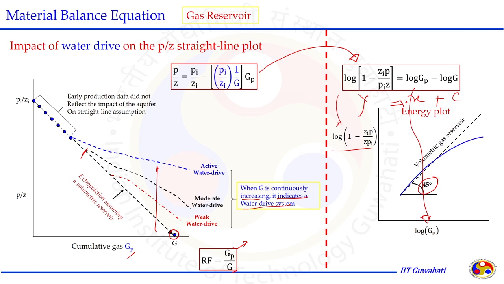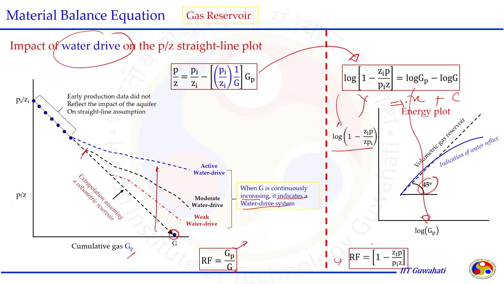If there is any deviation from this straight line, it means we are having water influx in the reservoir. This is the indication of the water influx, and we should consider the impact of the water drive on the reservoir performance, which initially was a volumetric gas reservoir under the assumption. The deviation is indicating the volumetric gas reservoir is also having a contribution from the water influx. In this case, the recovery factor can be obtained by using this expression here.